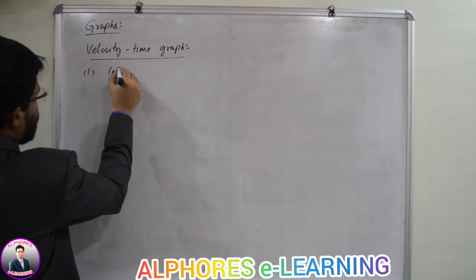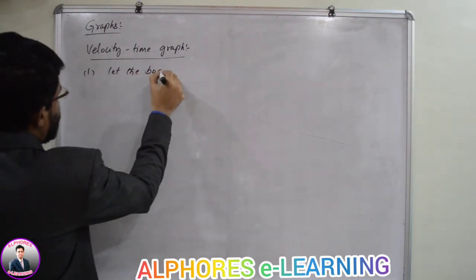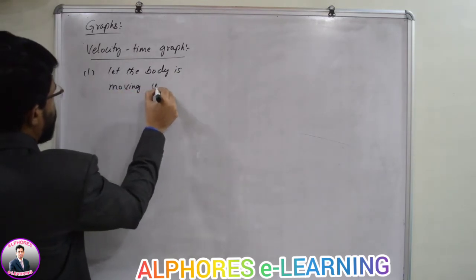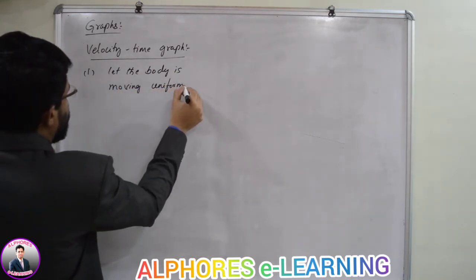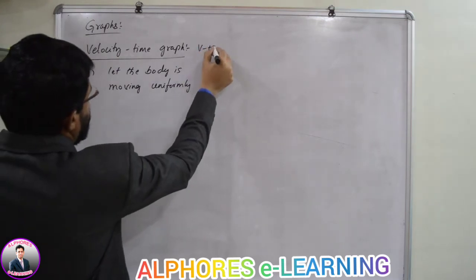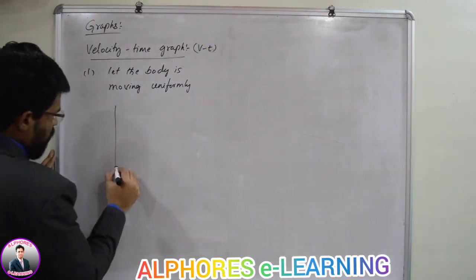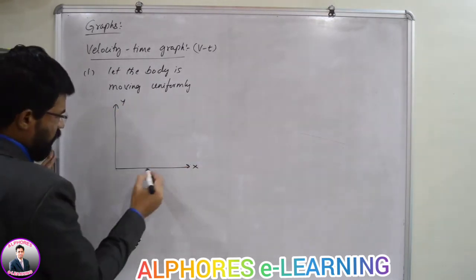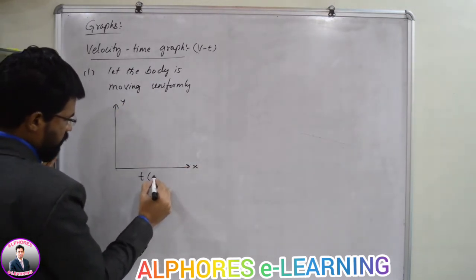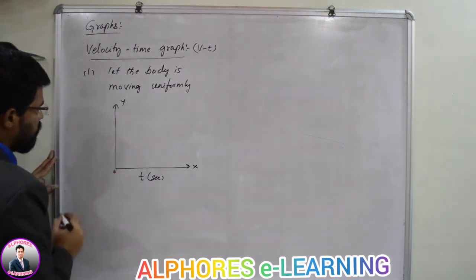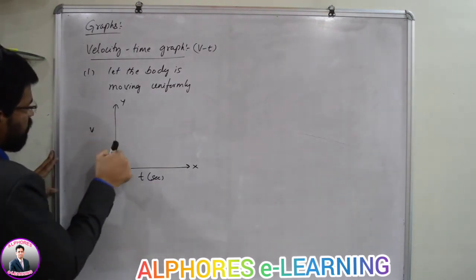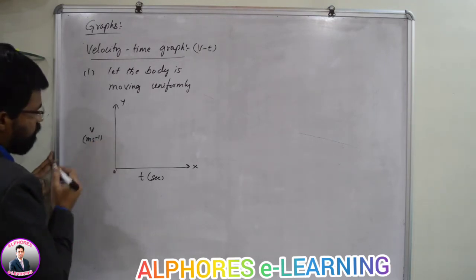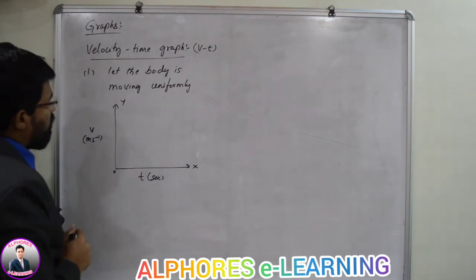Let the body be moving uniformly. You can call it a VT graph. As usual, I'll consider time on the x-axis. Let us say it's measured in seconds. This is the origin. Velocity is taken on the y-axis, measured in meters per second. Now, what is the situation?